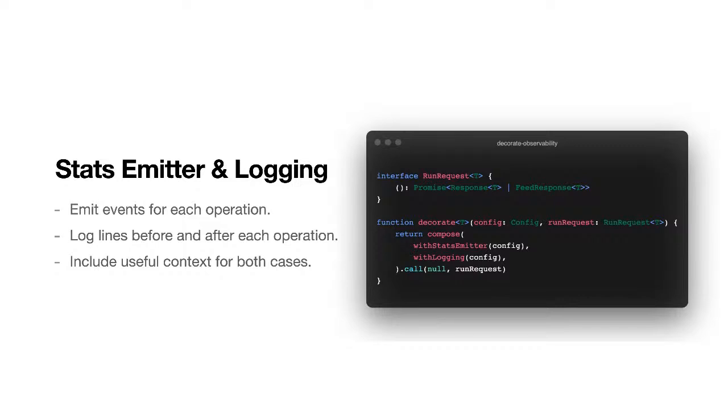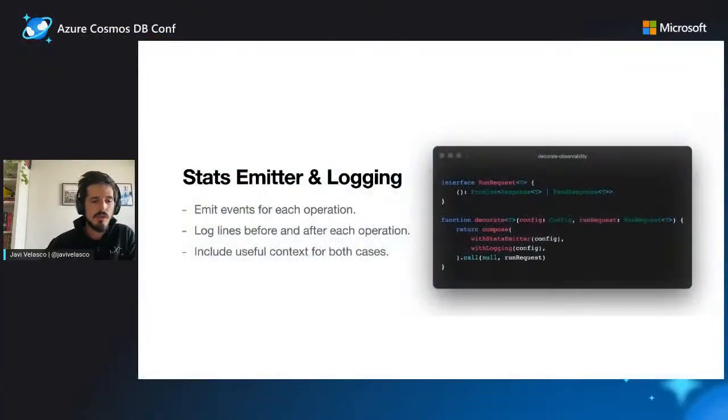One is withStatsEmitter, which would receive an event emitter through some provided configuration, and the decorator would use it to publish events with metadata. For example, it would tell how much time an operation took, what query it ran, time taken, cost, etc. Logging is a much easier one, and the responsibility is to simply log a line to stdout before and after the operation happens.